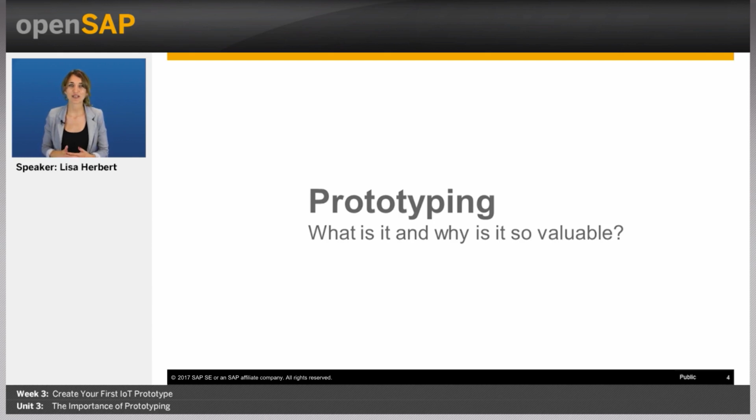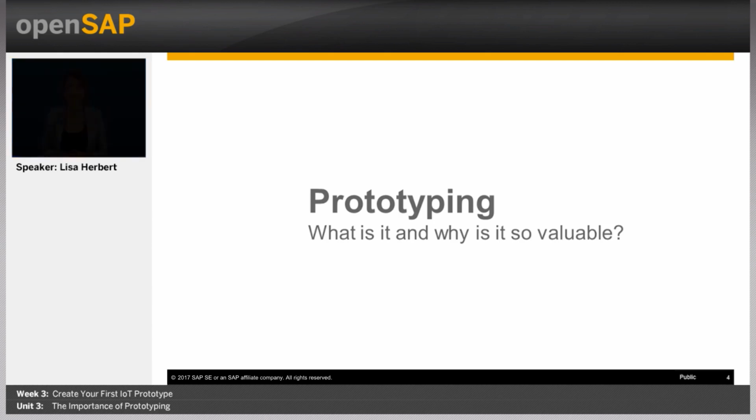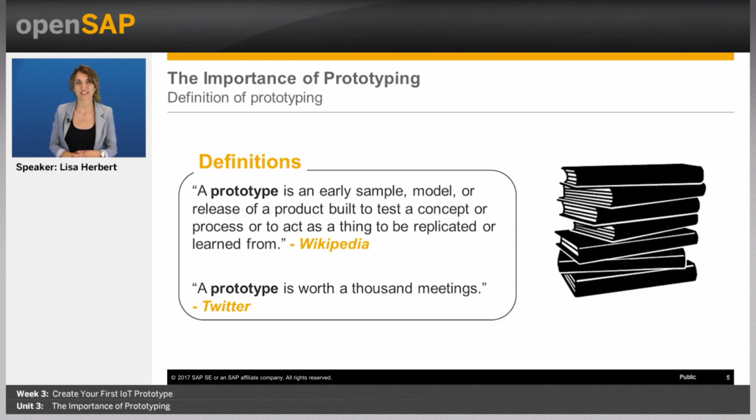Okay, so let's quickly recap what prototyping means. And let's start with some definitions. There's a standard definition from Wikipedia, and then there's a Twitter definition. A prototype is an early sample, model, or release of a product built to test a concept or process, or to act as a thing to be replicated or learned from. So, as you might have guessed, that was the official definition. However, Twitter says a prototype is worth 1,000 meetings.